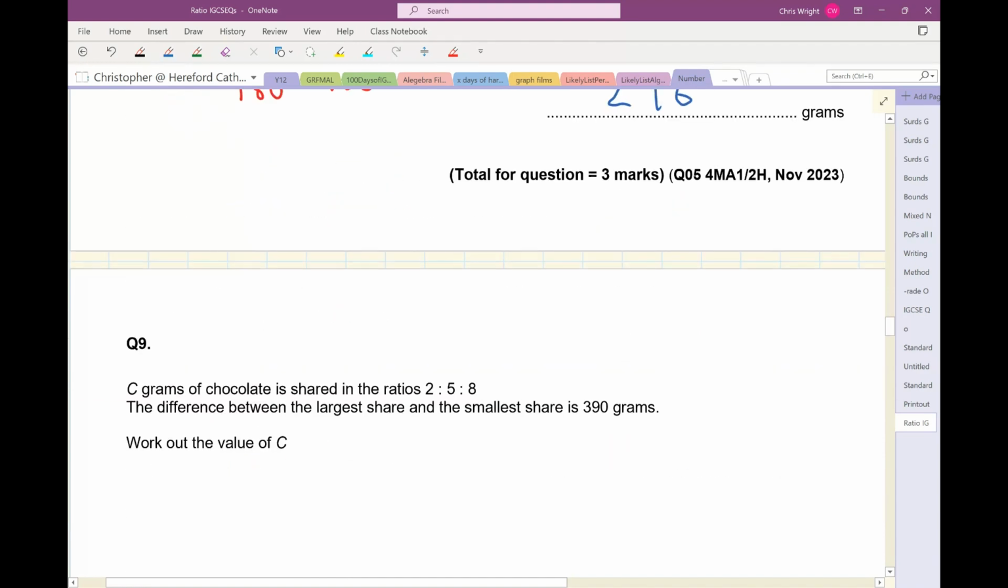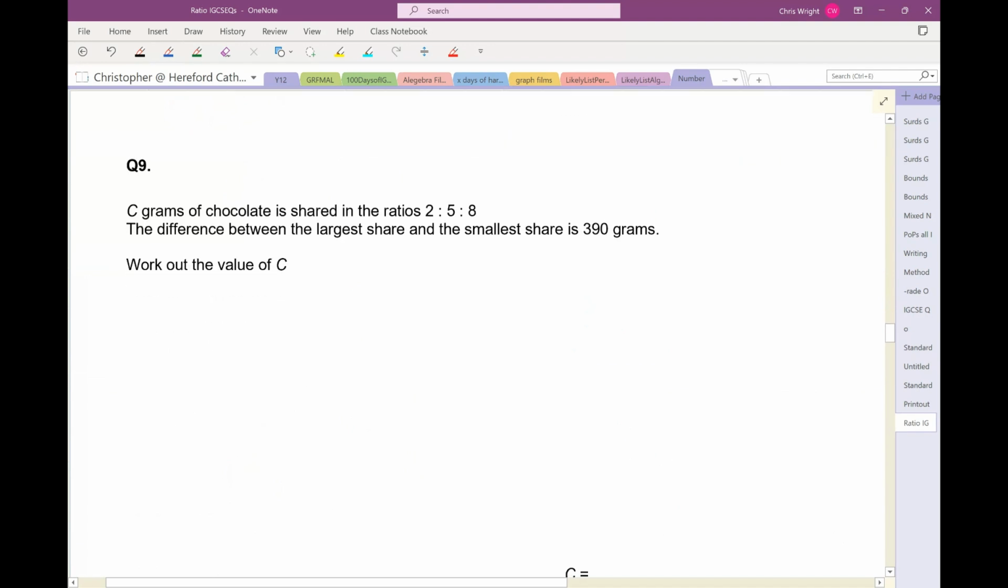Question 9. C grams of chocolate is shared in that ratio. Let's have a look at the ratio. 2 to 5 to 8, which has a total of 15. So this person gets 2/15 of all the chocolate. This person gets 5/15 of all the chocolate. And this person gets 8/15 of all the chocolate.